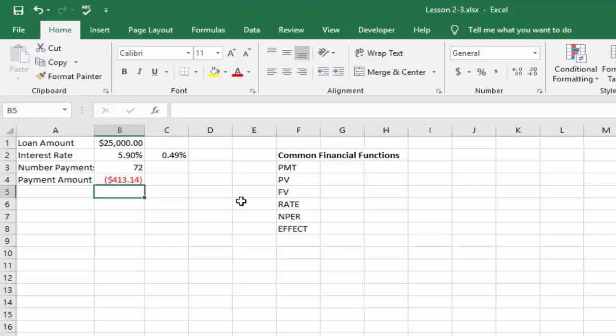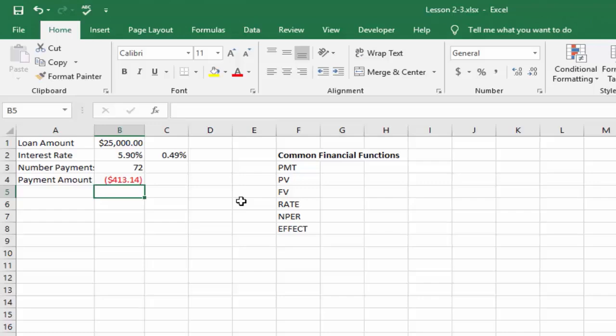$413.14. So one thing you probably noticed right away was the payment amount is a negative here, and the loan amount is positive. Now, why did the payment amount end up negative? That's an interesting question. Again, probably beyond the scope of the class, but let me give you a little intuition.